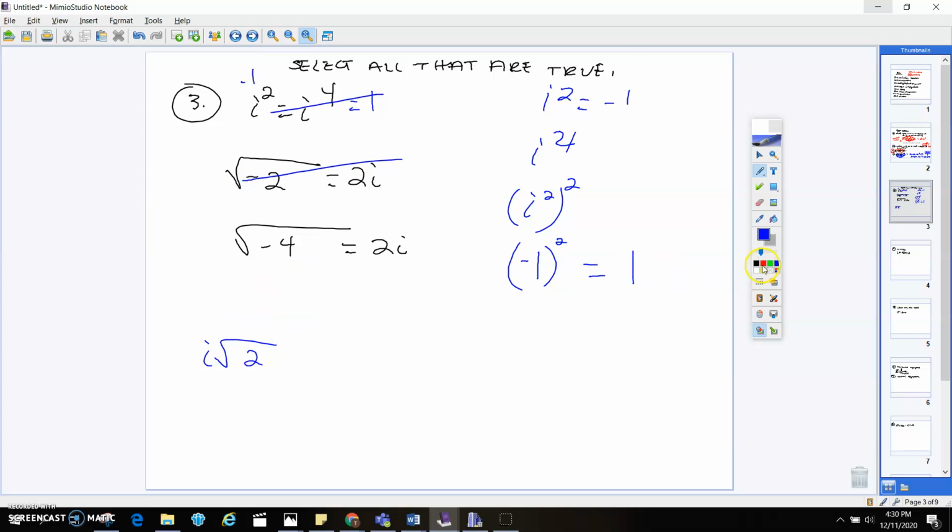On the last piece, we've got the square root of negative 4. So if we take the square root of 4, we're going to get 2. And that negative underneath the radical is going to give me an i. So is 2i equal to 2i? Yeah. So this one is correct.